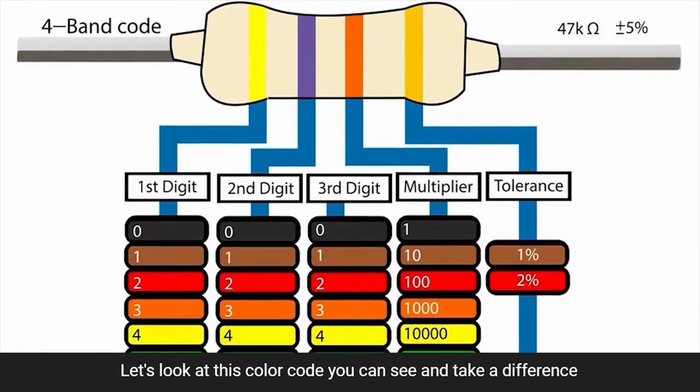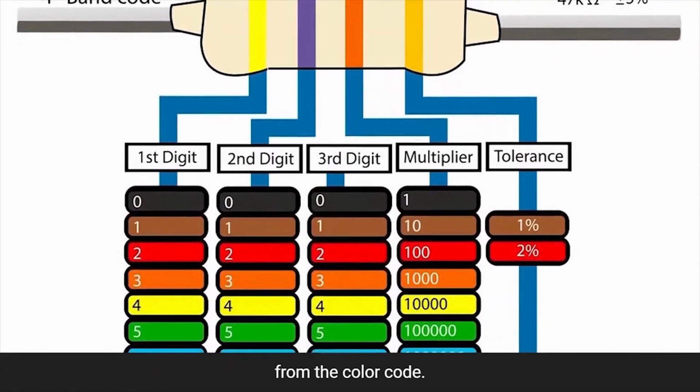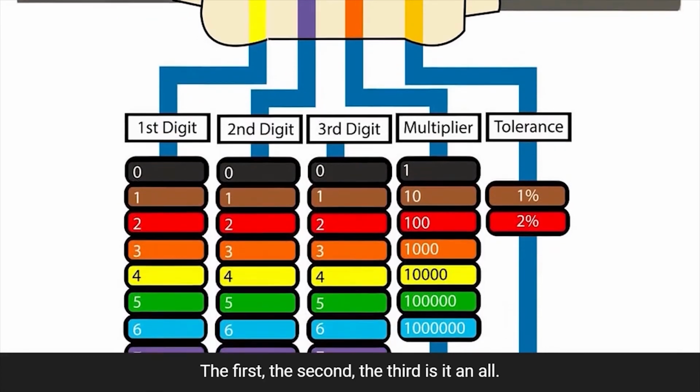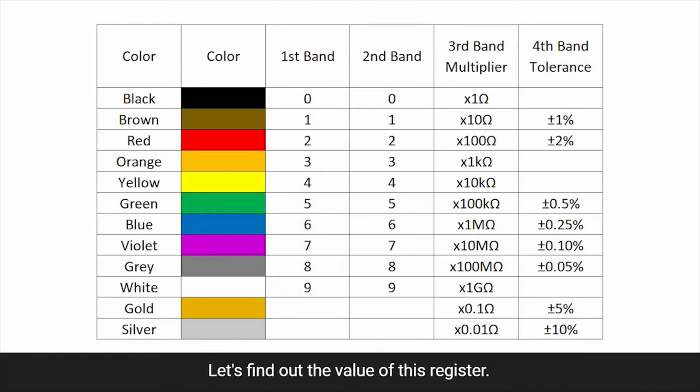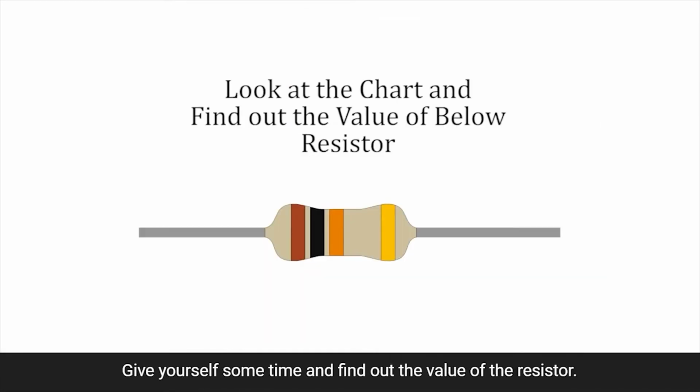Let's look at this color code. You can take a reference from this color code given in the picture. The first digit, the second digit, the third digit, and a multiplier. Let's find out the value of this resistor. Give yourself some time and find out the value of this resistor.